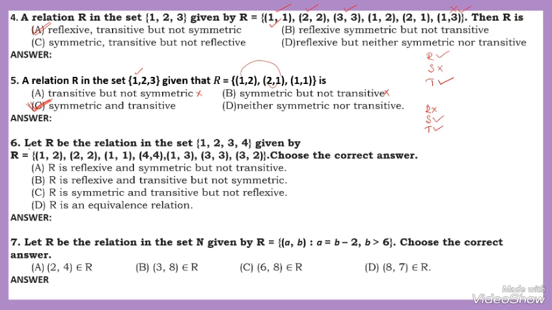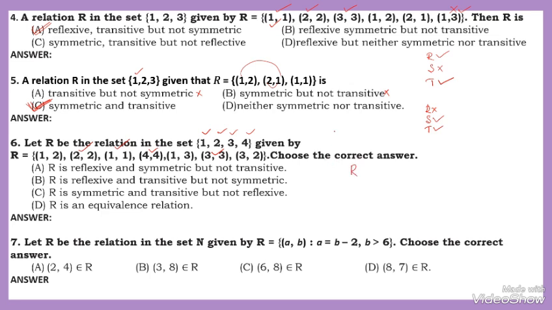Now, question number 6. Let R be the relation in the set {1, 2, 3, 4}. There are 4 elements. First, we have to check the images of their elements. Okay, there is (1,1), then (2,2) is there, (3,3) is there, and (4,4). Hence, it holds the reflexive condition.